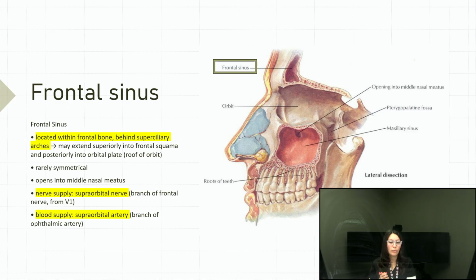Here's a little bit more information on each one of those sinuses. For example, the frontal sinuses, which you can observe here more superiorly, are located within the frontal bone behind the superciliary arches.